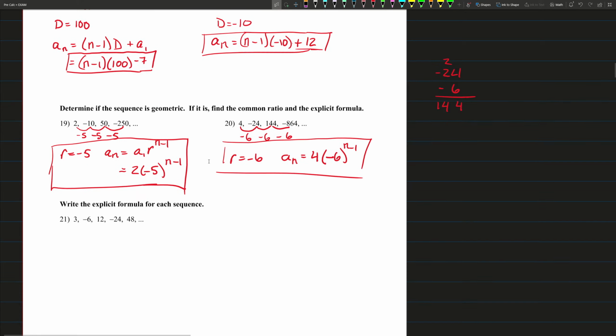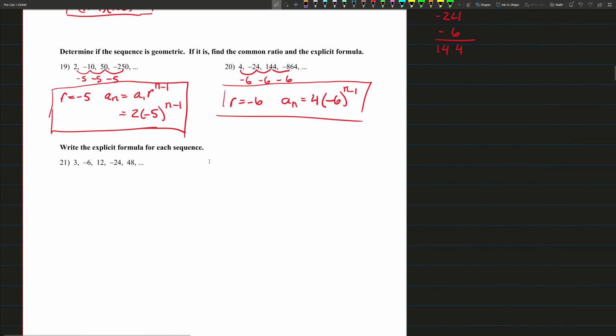Number 21 is a little bit more, I guess, it's not arithmetic and it's not geometric. It could be either one or it could be something entirely different. But your job is to find how to get the explicit formula for this sequence, right? So we go 3 to -6, -6 to 12, 12 to -24, and -24 to 48. It already looks like we're multiplying by -2. All right, so let's try that.